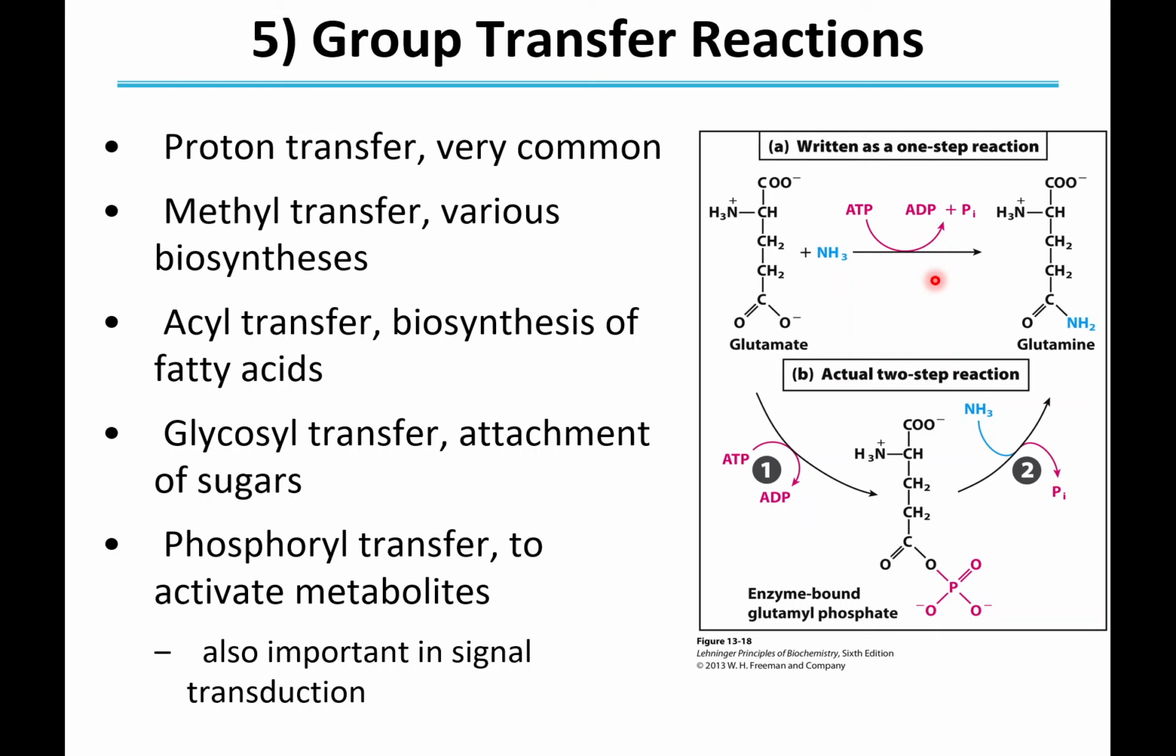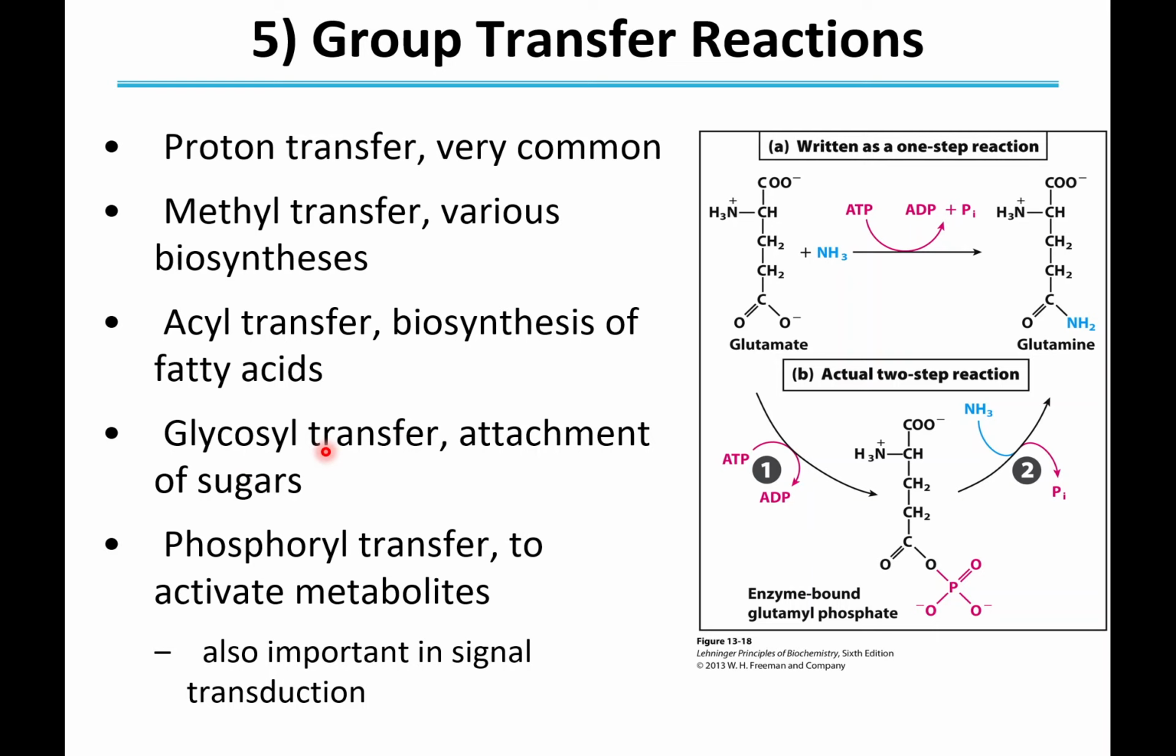Okay. Fifth type are group transfer reactions. There are many different things that can be transferred. Protons are pretty common. Methyl group transfers, acyl group transfers. That occurs in biosynthesis of fatty acids, which we don't really cover, but we do cover those two carbon groups in the form of an acyl group in metabolism. We will be covering that.